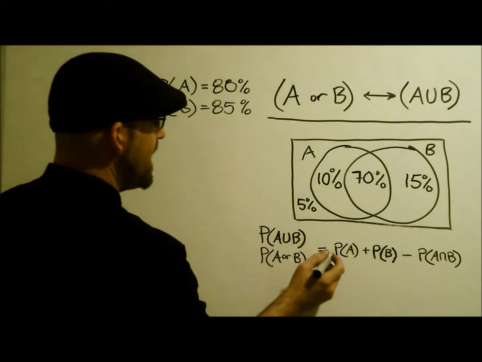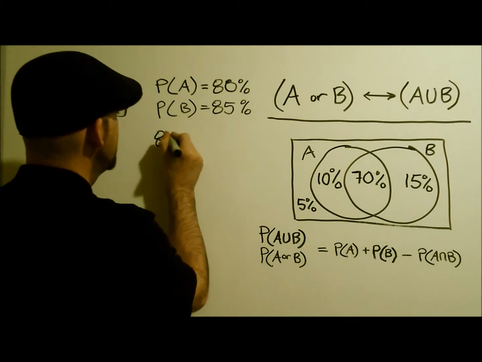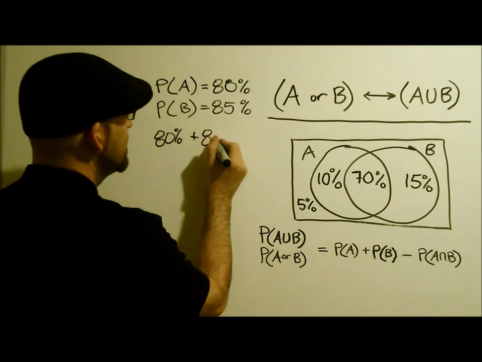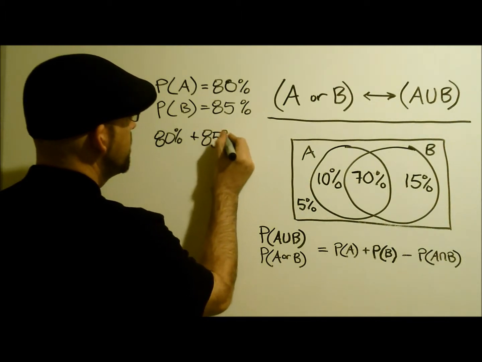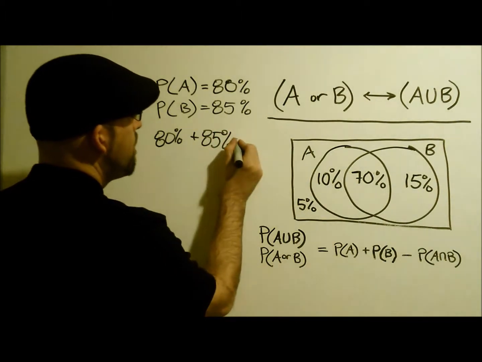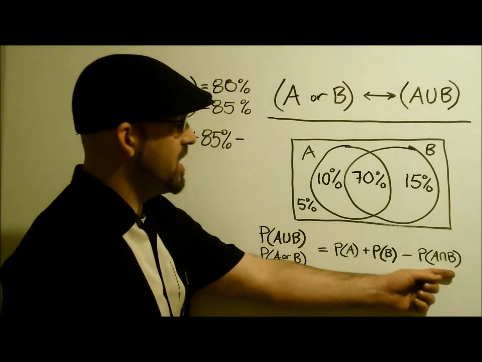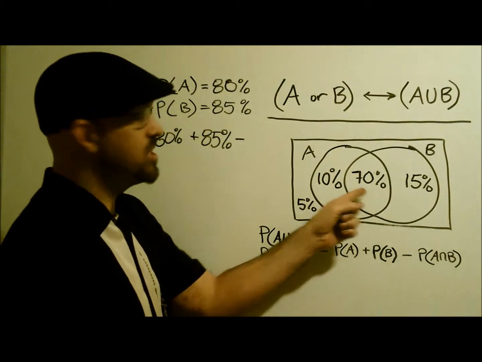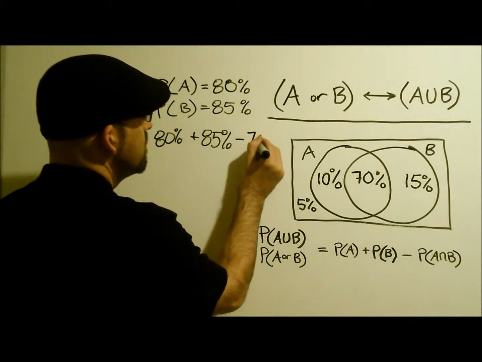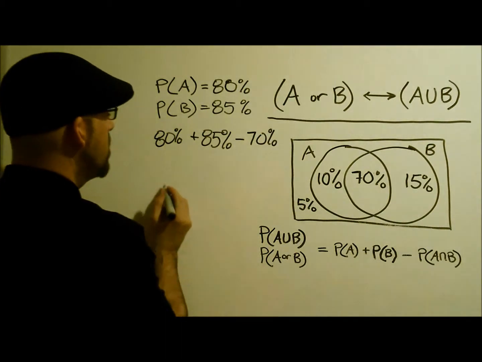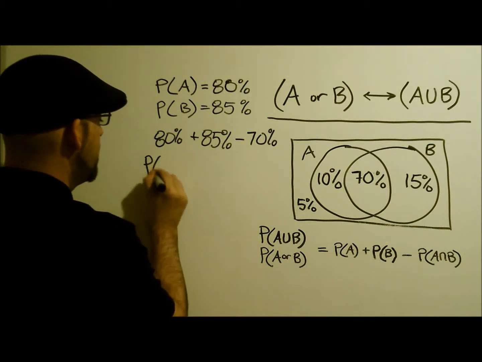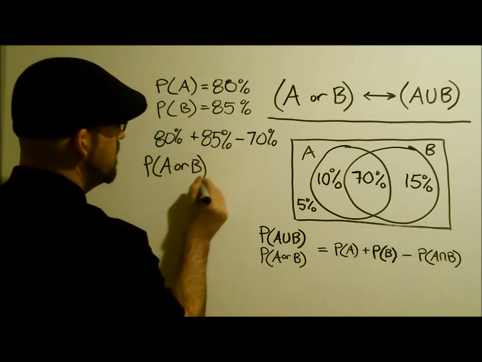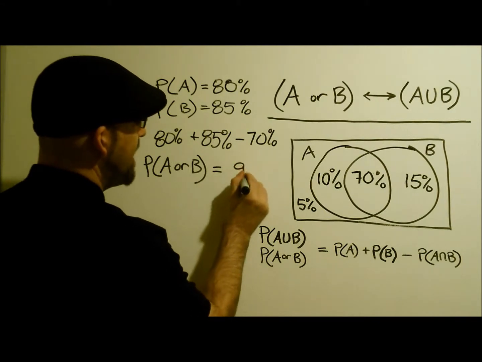So, the probability of A, which is 80%, plus 85%, minus, well, the probability of A and B, the little surfboard here, is 70%. So, the probability of A or B equals 95%.